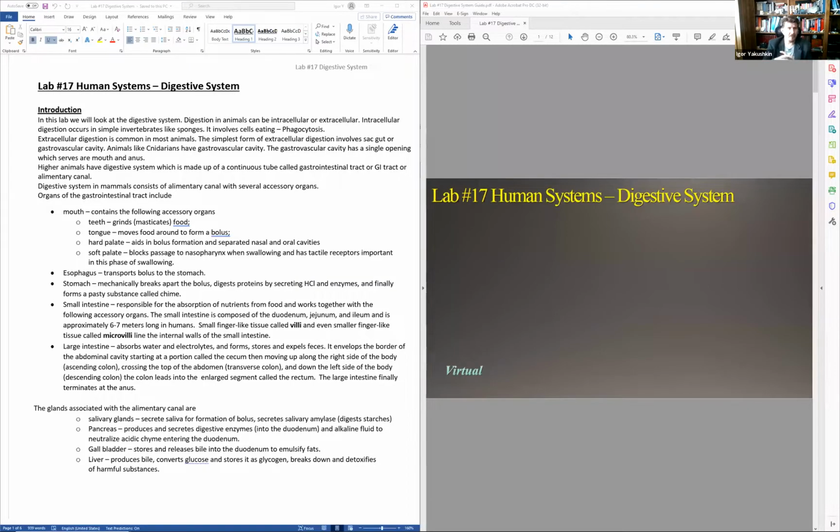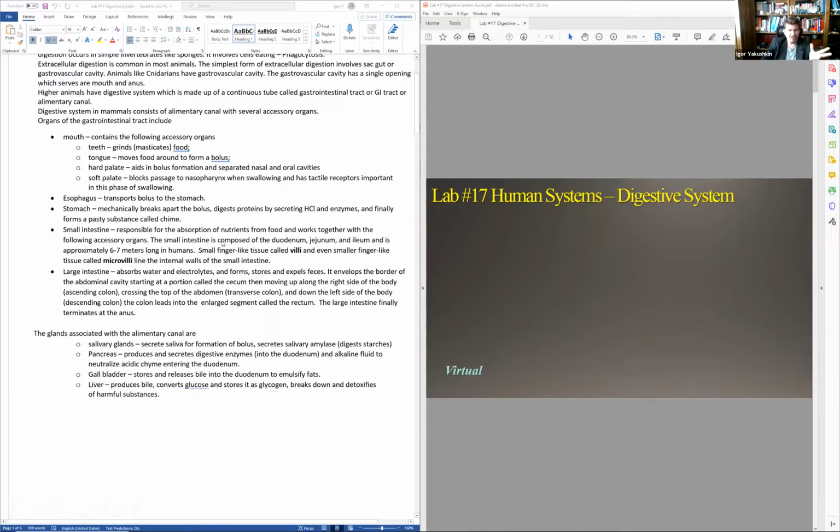Okay, guys, lab number 17, digestive system, or I should say digestive systems. We'll talk a little bit about different types of the digestive system. But again, remember that microvilli or villi are extremely important for what? To extend the surface area of the digestive system, specifically the small intestine. As a result, it has a huge surface area, therefore it can break down and absorb as many nutrients as possible.